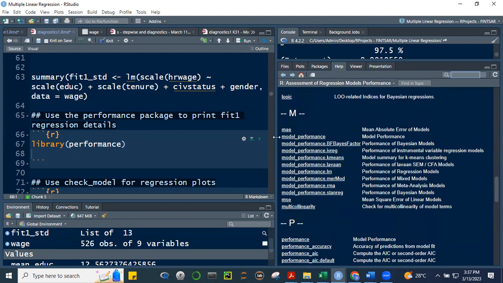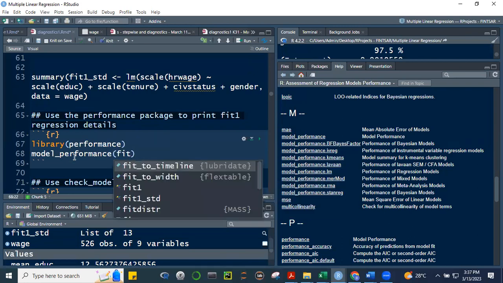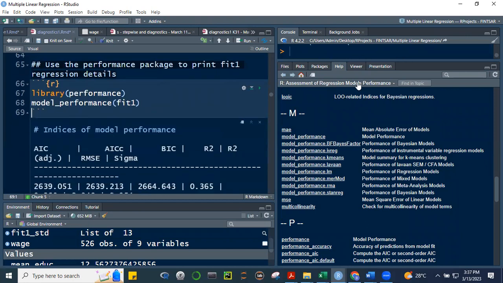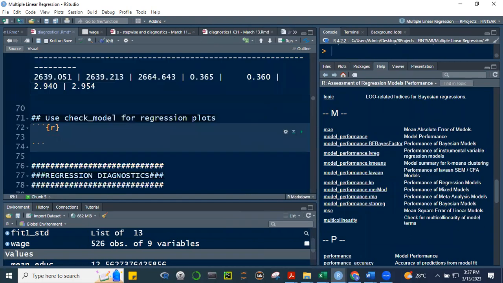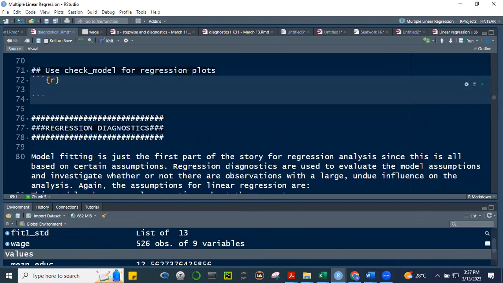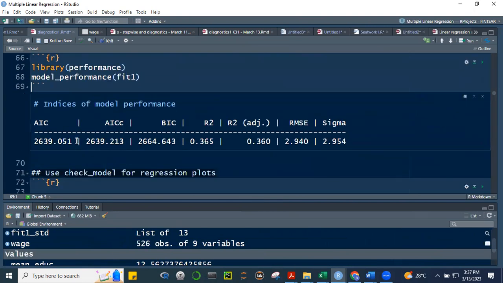All right, so let's first check this. Let's use this model underscore performance. Okay, this one. All right, so model underscore performance of our FIT1 model. Okay, and then it will give us some summary metrics. Okay, we have the AIC, this is the corrected AIC, BIC, R squared, adjusted R squared, RMSE, root mean square error, and then your standard error.